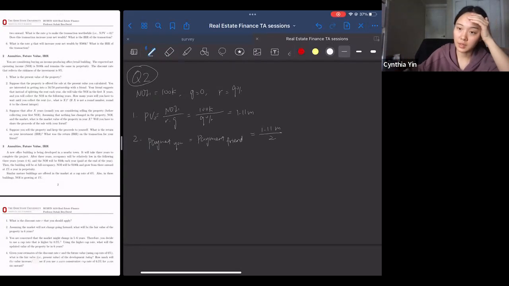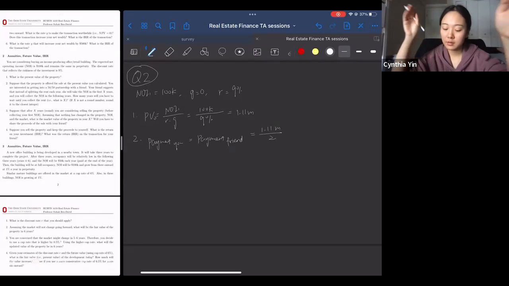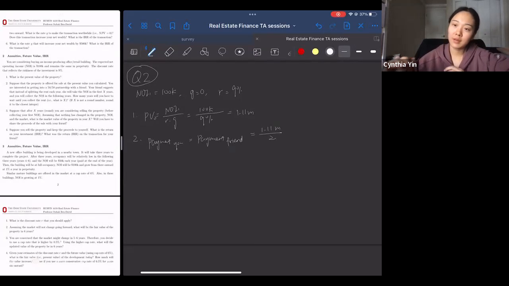So let's just use half of the 1.11 million. So if you and your friend buy something together, how do you make it fair? One simplest way is that, whatever the income is, whatever the NOI is, you just split it by half. This guarantees that you're sharing it in a fair way.